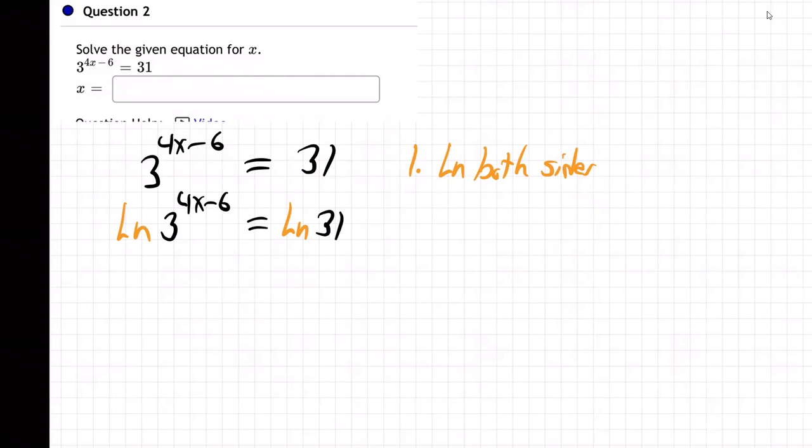Okay, and then what happens from there? Well, then this whole power can drop down to the front. Remember, that was log property 3. Powers on logs, regular logs or natural log, either one, can drop down to the front.